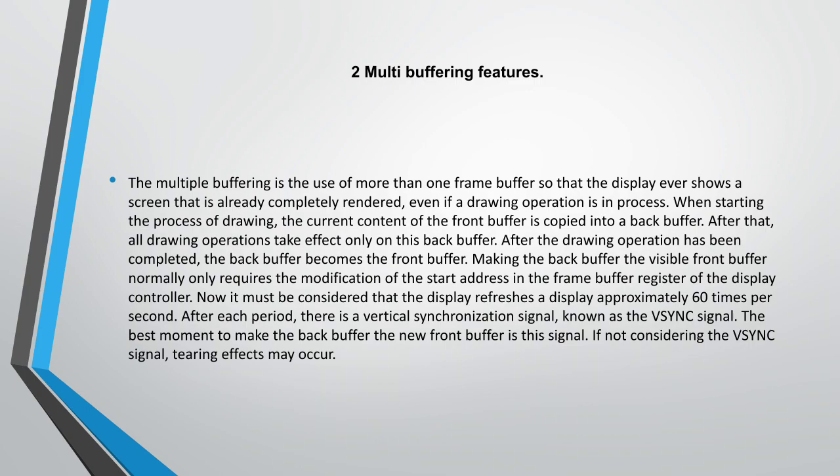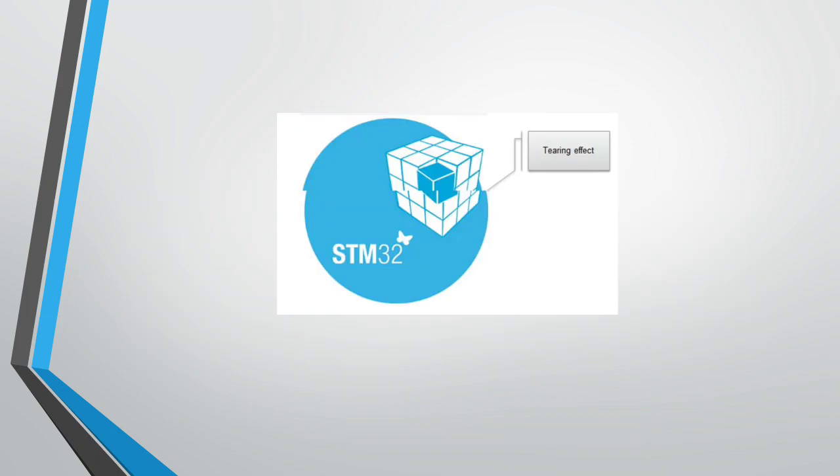Now it must be considered that the display refreshes approximately 60 times per second. After each period, there is a vertical synchronization signal known as the VSync signal. The best moment to make the back buffer the new front buffer is this signal. If the VSync signal is not considered, tearing effects may occur. A tearing effect is something like this. You can see that the cube has been torn in this particular figure.